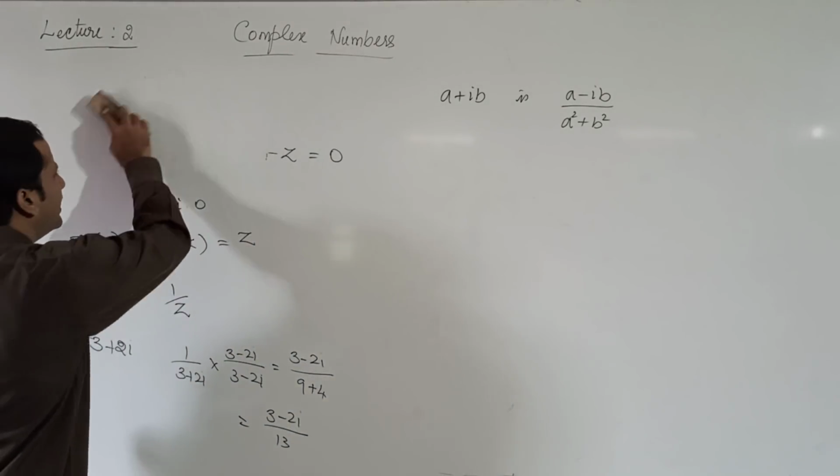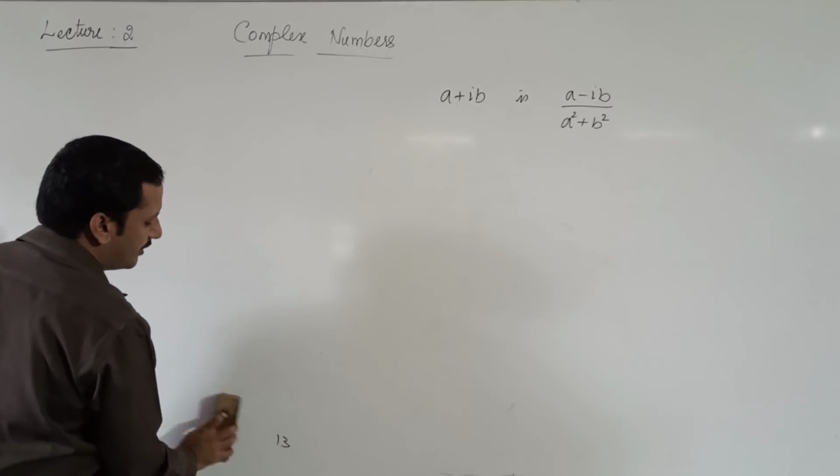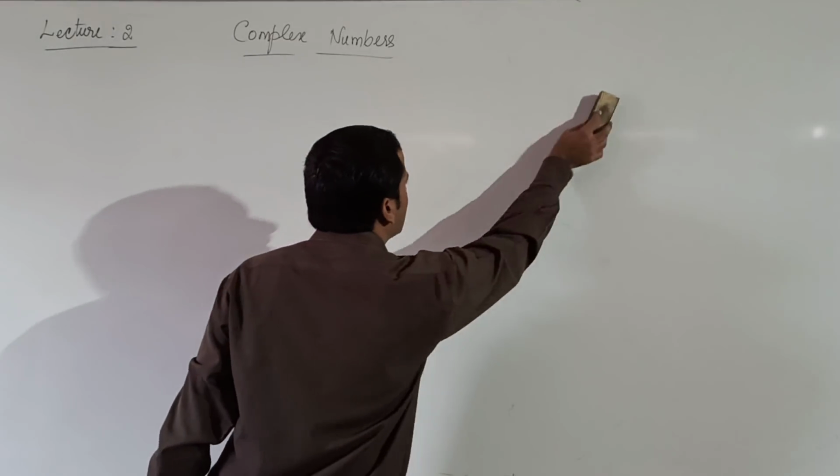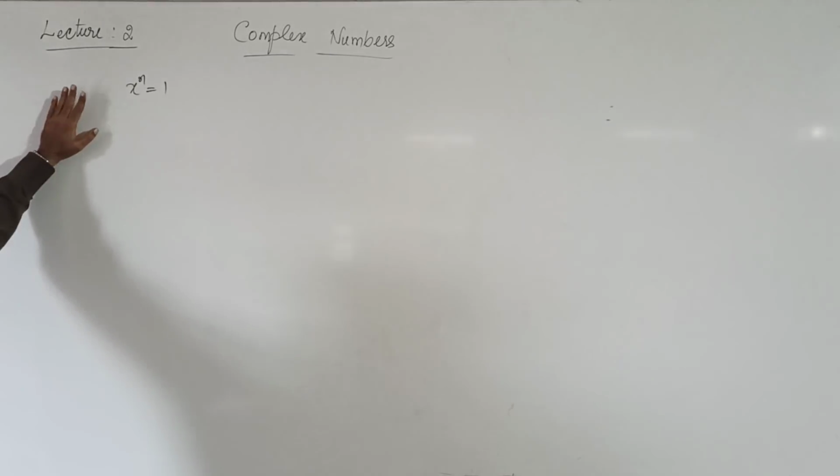Now I will discuss the nth roots of unity. Nth roots of unity. Unity is nothing but 1. Let us see what are the nth roots of unity. See, this is an equation x power n is equal to 1. It is a polynomial equation of degree n. So it has n roots. The roots of this equation are called the nth roots of unity.